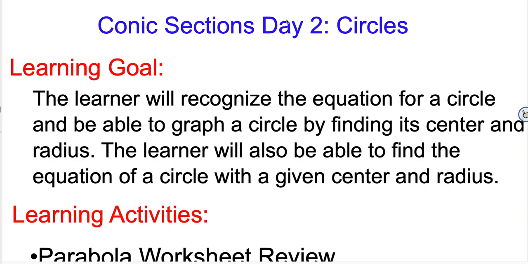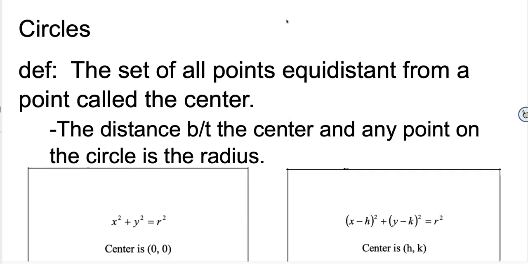All right, so looking at graphing circles, how do we graph a circle and what is a circle? A circle by definition is the set of all points that are equidistant from a point called the center. If we have a point on the circle and the center, we can calculate the radius using the distance formula. The distance between the center and any point on the circle is called the radius. And remember, all the way across the circle is called the diameter.